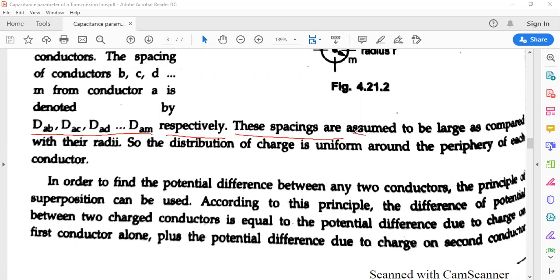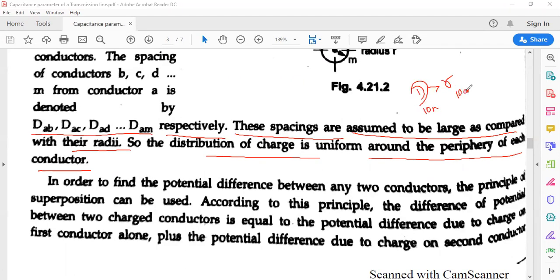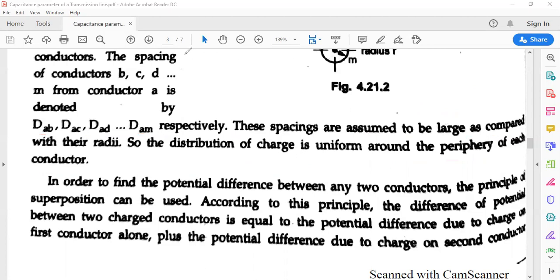So these spacings are assumed to be large as compared to their radii. So the distribution of charge is said to be uniform around the periphery of each conductor. So again, what we did, the distance is taken to be large when you compare it with the radius of the conductor. So distance is said to be some 10 meter, and this is somewhere around 10 centimeter. So distance is relatively large when it comes to the radius of the conductor.